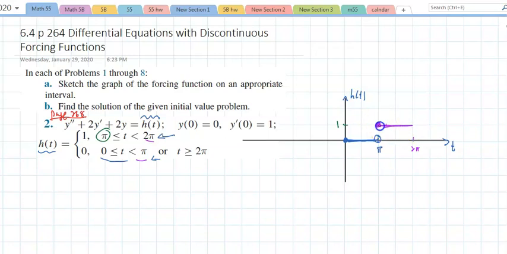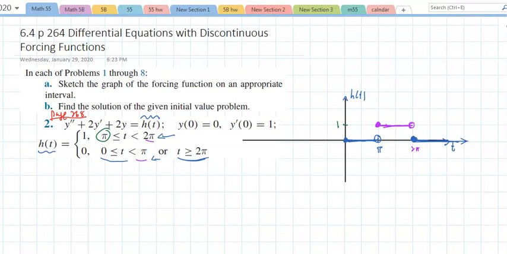And after that, it's 0 again. And of course, this trend continues indefinitely. So, from this, I'm trying to figure out how am I going to write this.